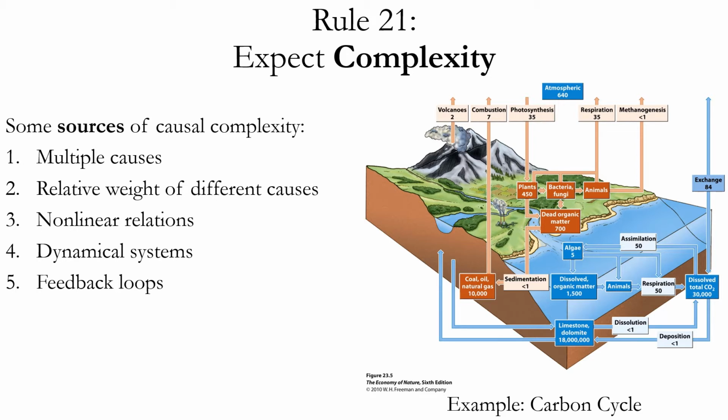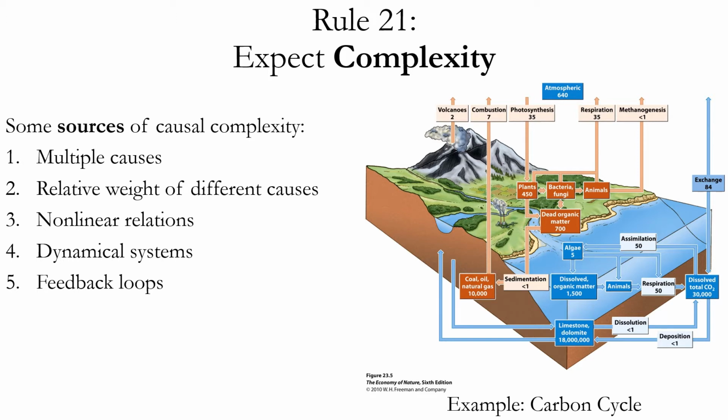3, if you have nonlinear relations between cause and effect. That means that for every given increase in quantity of the cause, there may be a different increase in quantity of the effect. 4, dynamical systems means the nature of the causal connection can change over time. 5, feedback loops. This is where when the cause produces the effect, there can be another step which reduces the cause. This can be either positive or negative feedback.